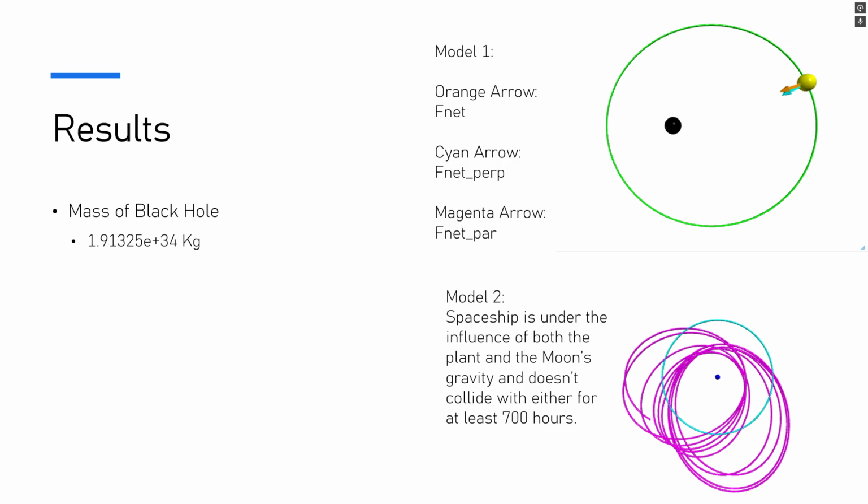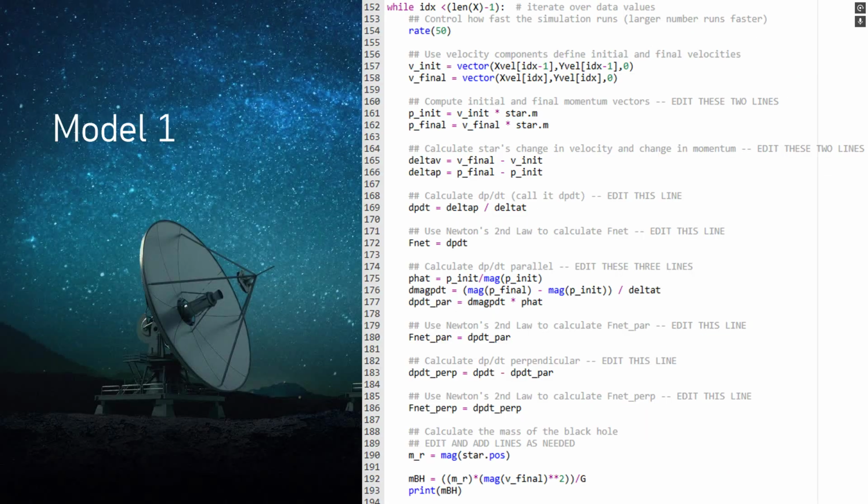And then on Model 2, you can see that the spaceship is under the influence of both the planet and the moon's gravity. It doesn't collide with either of them for at least 700 hours. You know it's under the influence of both as it doesn't have one single trajectory. You can tell that each time it passes it, its trajectory changes.